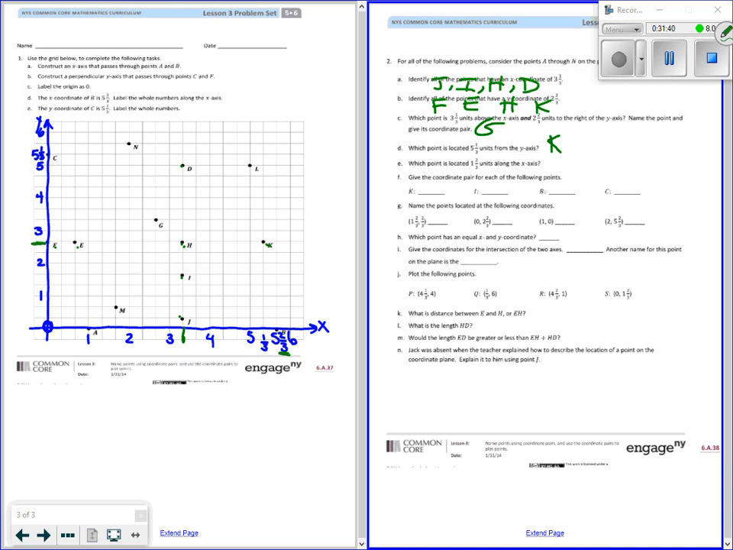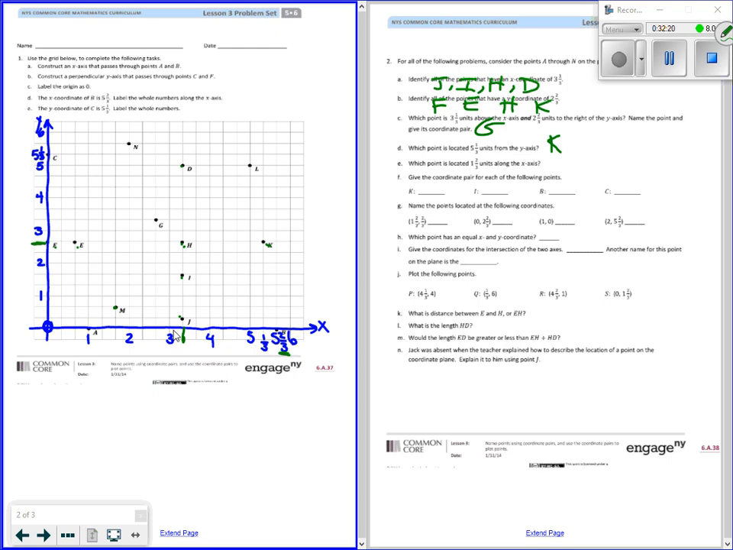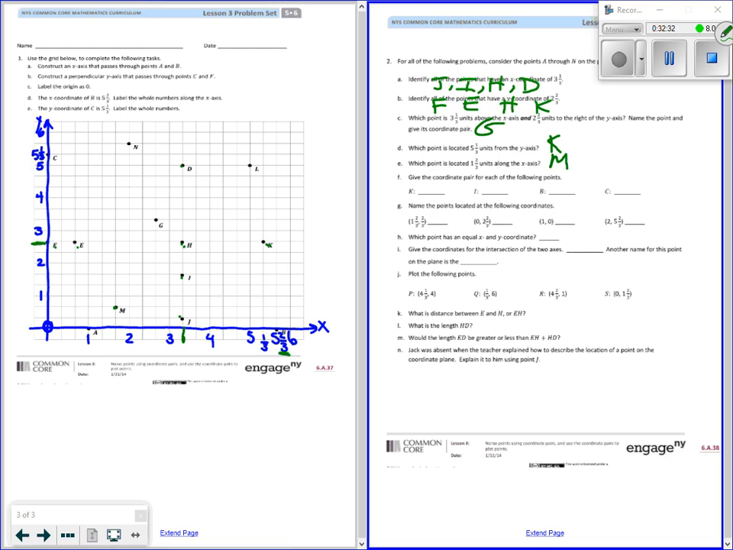Which point is located 1 2/3 along the x-axis? I'm strolling along the x-axis, not from it, along. You have to really learn your words because sometimes they're going to screw you up. So, strolling along. Which one? 1 2/3. M. There was one that is 1 2/3 away from, but we're going along. This one, M. You have to be watching how they use the words.